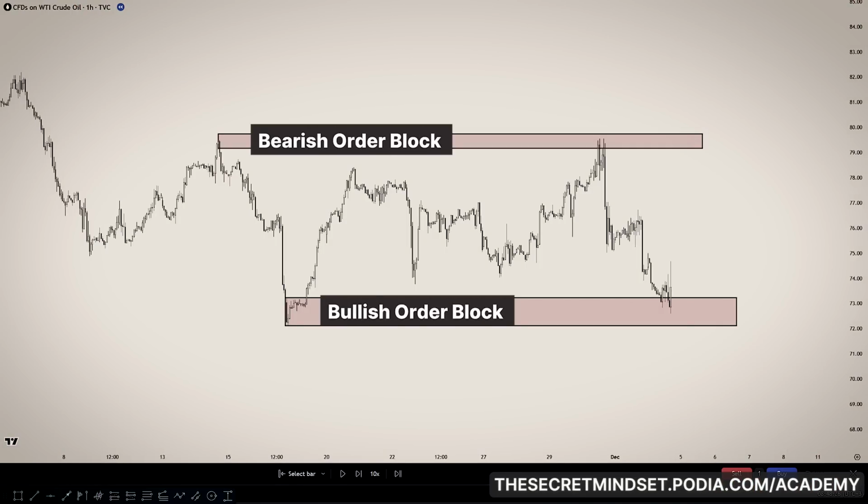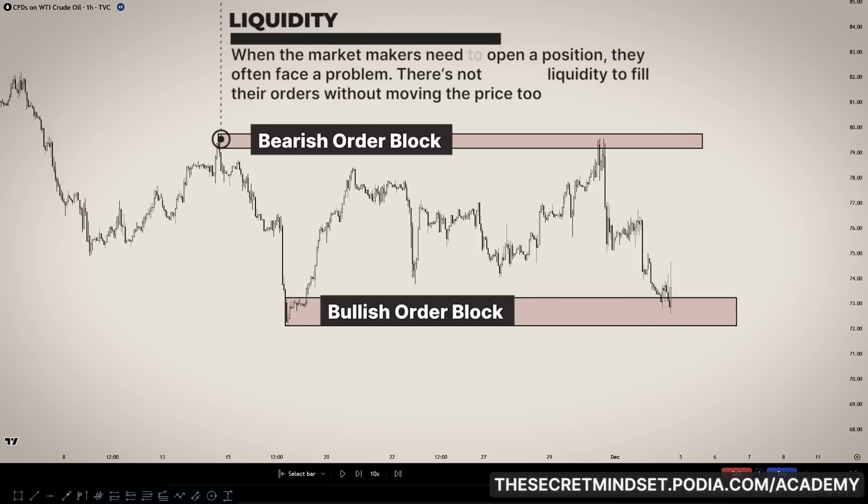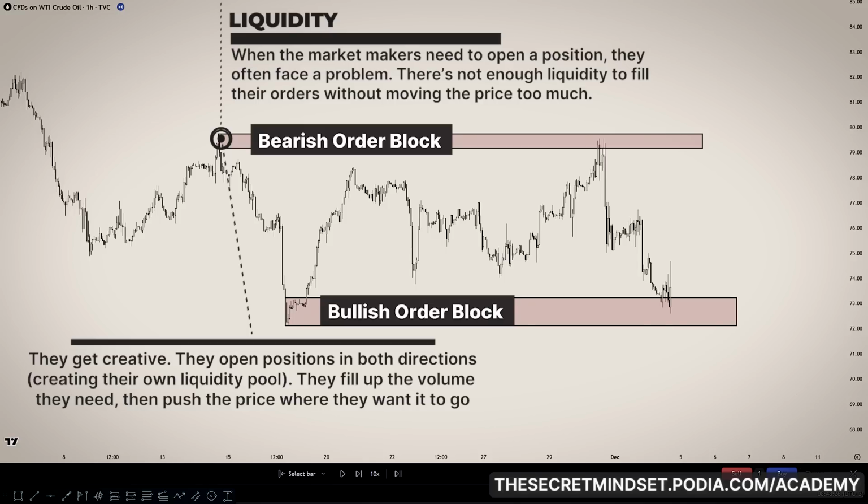Remember, it's all about liquidity, or rather, the lack of it. When the market makers need to open a position, they often face a problem. There's not enough liquidity to fill their orders without moving the price too much. So they get creative. They open positions in both directions. It's like they're creating their own liquidity pool. They fill up the volume they need, then push the price where they want it to go. This is what creates our order block.